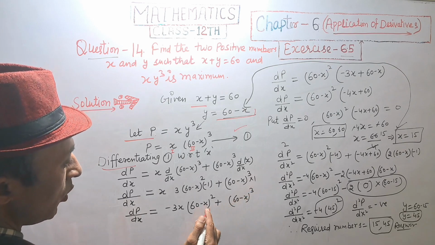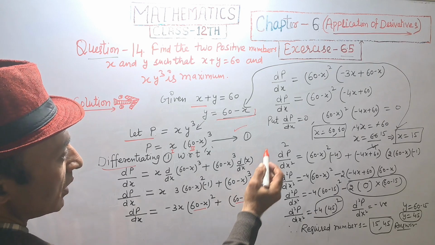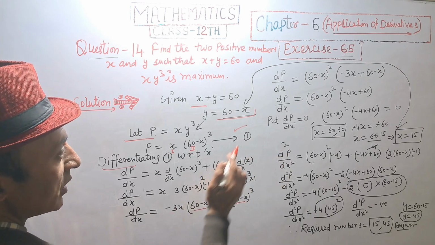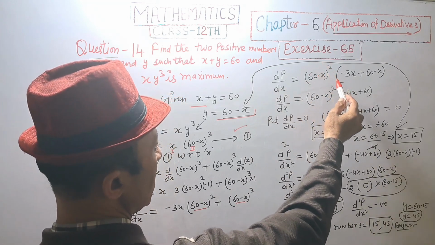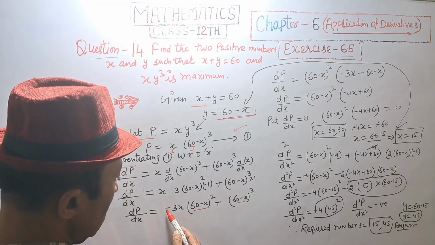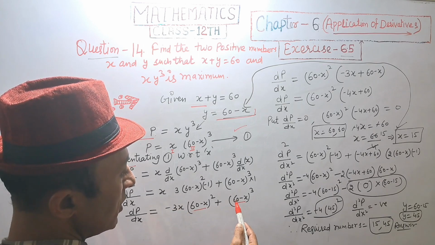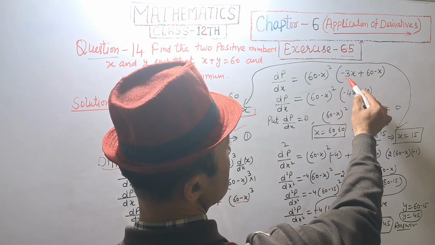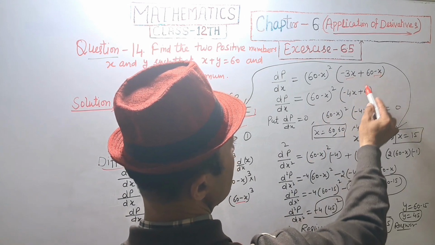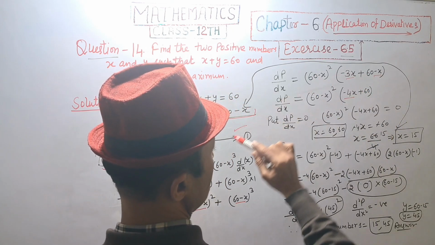And we are taking common (60 minus x) square, and in bracket dp upon dx equal to (60 minus x) raised to power 2, taking common, in bracket minus 3x plus 1 power of (60 minus x), that is 60 minus x, minus 3x minus 1x, that is equal to minus 4x plus 60, and (60 minus x) square.